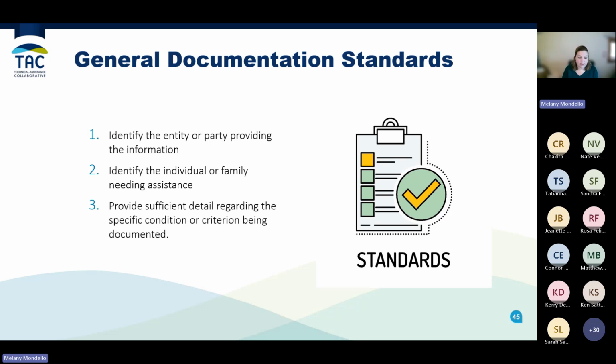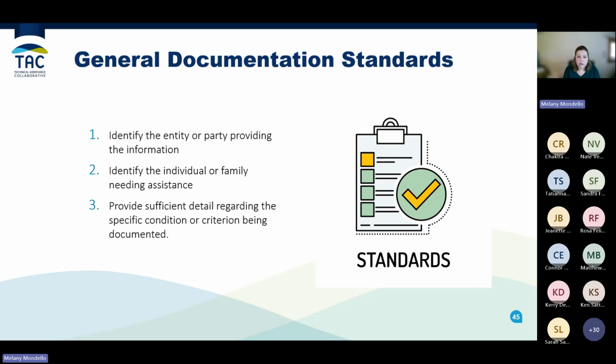And the third thing, which again sounds basic but is missing from a lot of files, is that it provides enough detail regarding what you're trying to document, in this case homelessness, that anyone can tell. A lot of files will say Melanie Mondello is currently homeless. Great. That doesn't mean I qualify, because homelessness, again, is what you're experiencing. Currently homeless, living at the emergency shelter. Currently homeless, living in her car. You really need to have those details in that final document that you're calling your homeless documentation to be able to move forward.